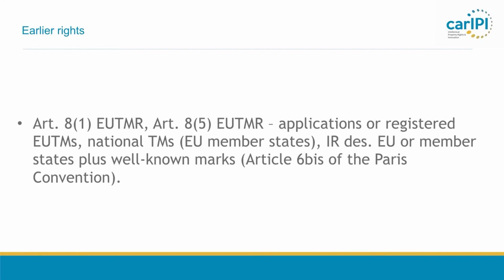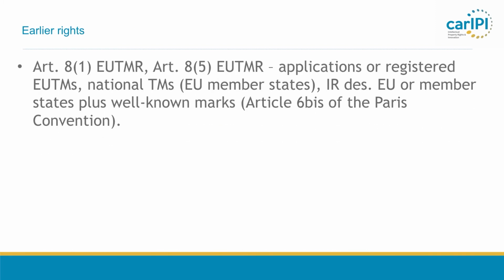What are the earlier rights that can be invoked in opposition proceedings? They depend on the grounds. In the grounds of 8.1 and 8.5, they can be applications or registered trademarks, EUTMs, so on the European level, or national trademarks within the member states of the EU. They can also be international registrations designating either the EU or the member state, as well as well-known trademarks within the meaning of Article 8 bis of the Paris Convention.